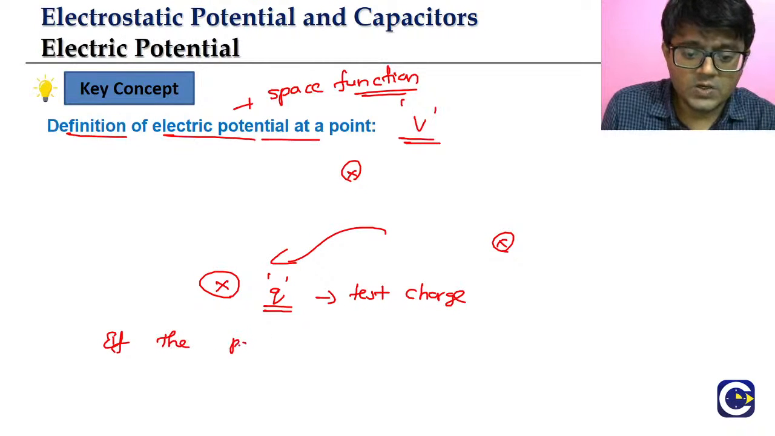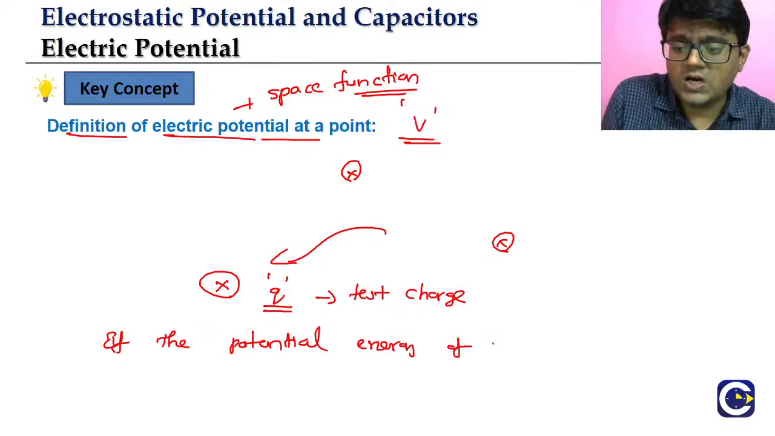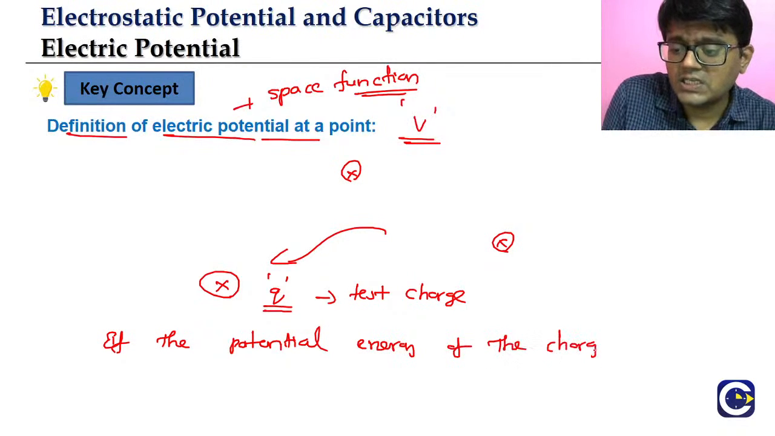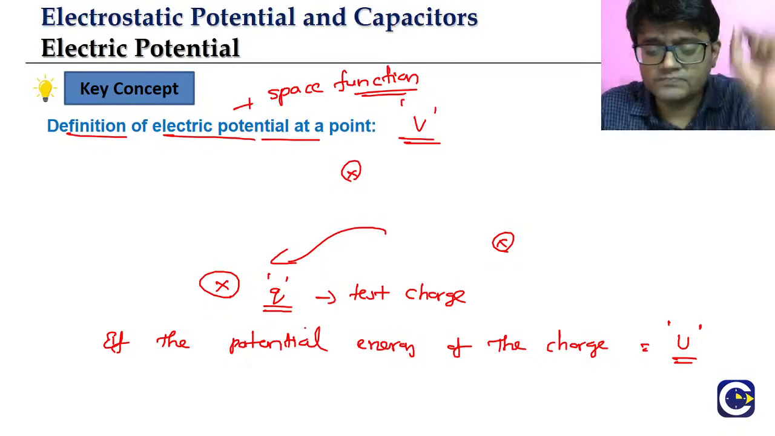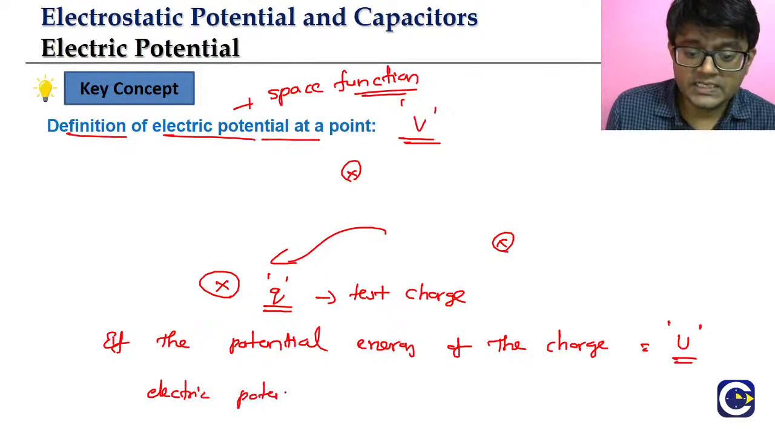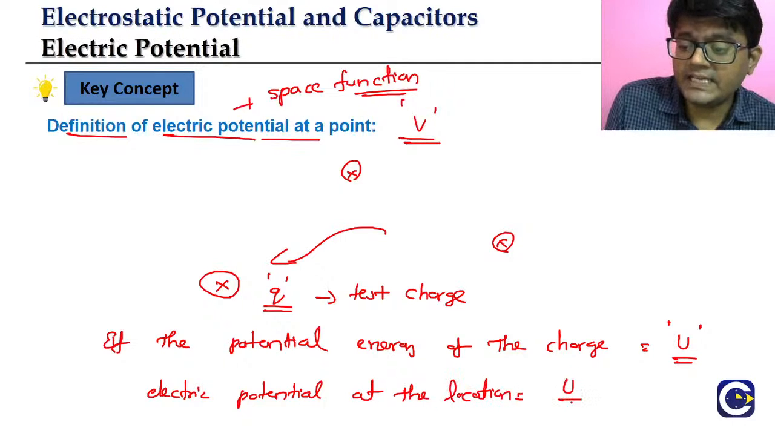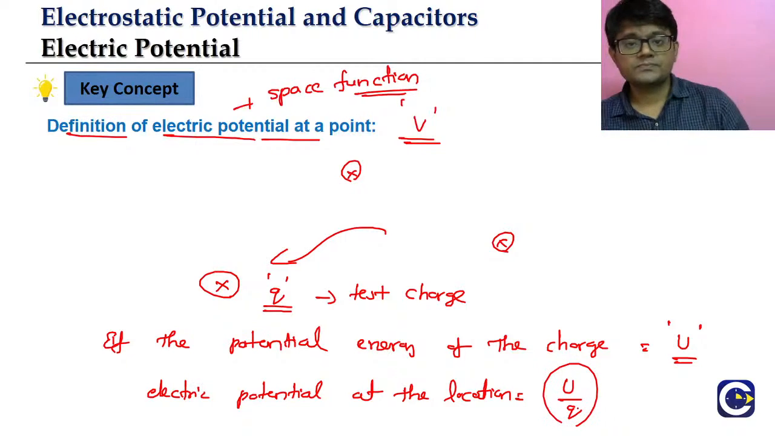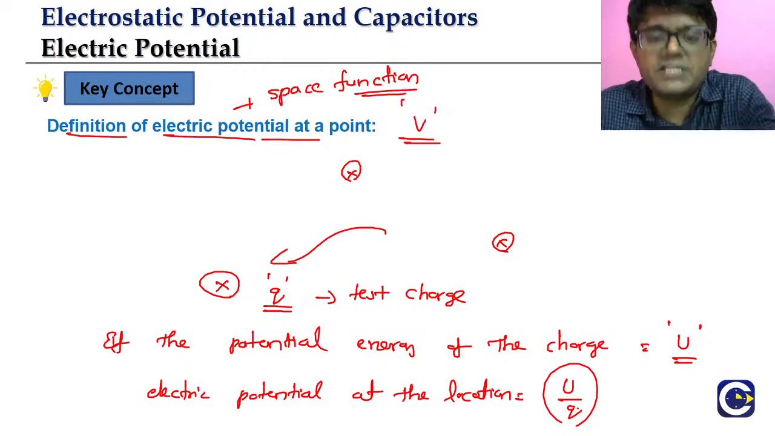the potential energy of the charge is U, when you bring it to the point, the potential energy of the charge is becoming what? U. Then the electric potential at the location, right, will be defined as U by q. So anyway, what is it? It is like the potential energy per unit charge.